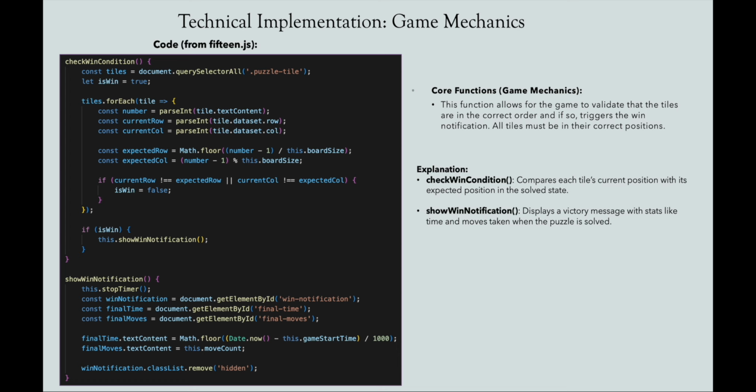Here, this function allows the game to validate that the tiles are in the correct order, and if so, triggers the win notification. All tiles must be in their correct positions. As you can see, a few code snippets to the left, we're going to showcase the check win condition method. It's going to compare each of the tiles' current position with its expected position in the solved state. Then we have the show win notification method. It's going to display a victory message with stats like time and moves taken when the puzzle is actually solved.